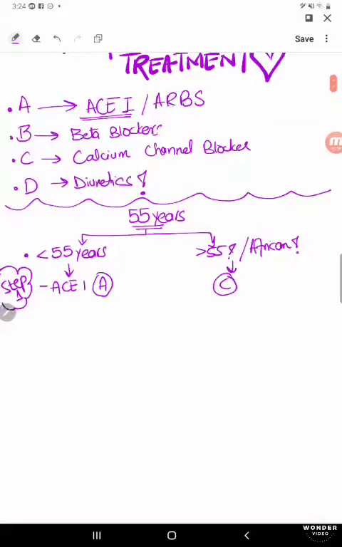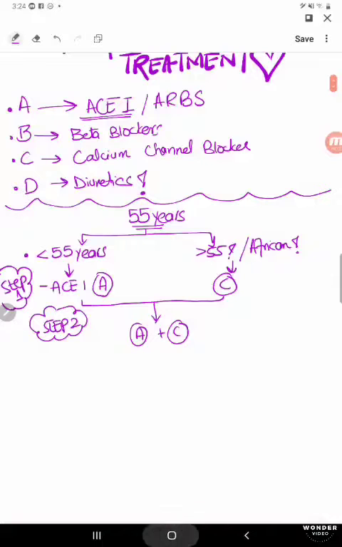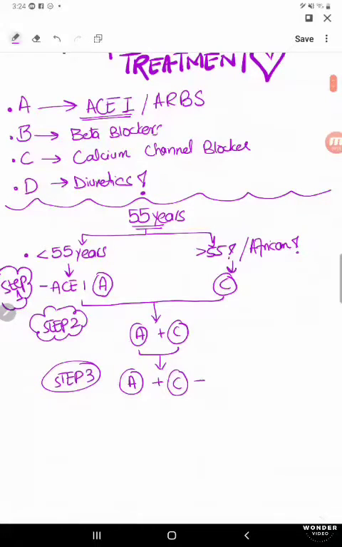All right, now let's move forward. What if we see that we've given them the medications but the blood pressure is not coming under control? You move to step 2. That is, you give them the combination of these drugs. Now what if the blood pressure is still not under control? You go to step 3, which is ACI plus calcium channel blockers plus your diuretics.